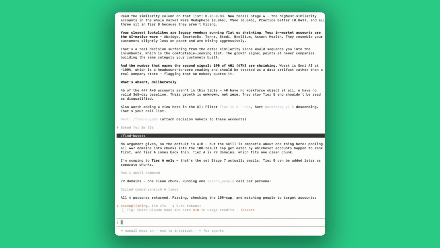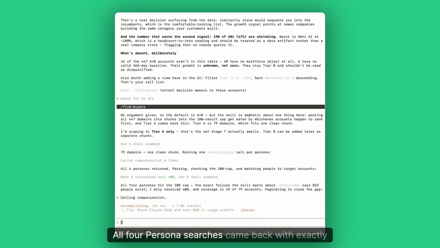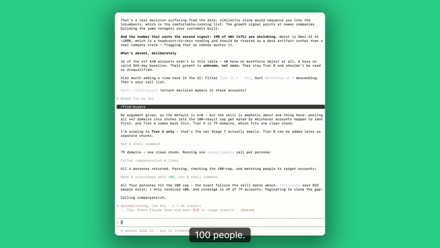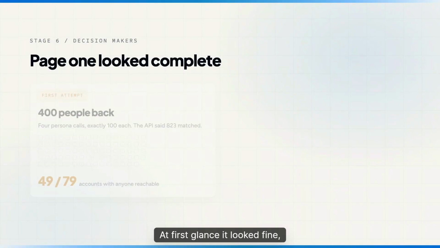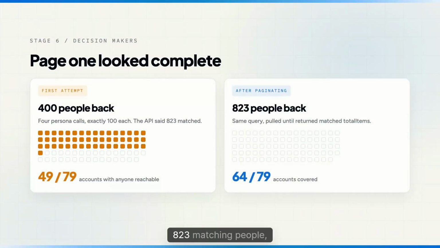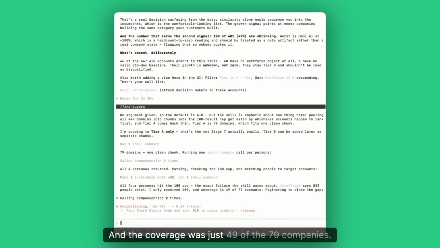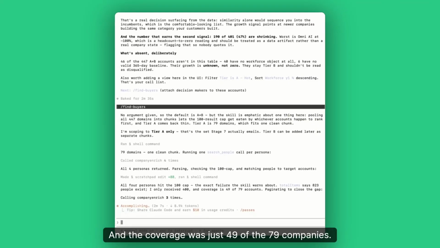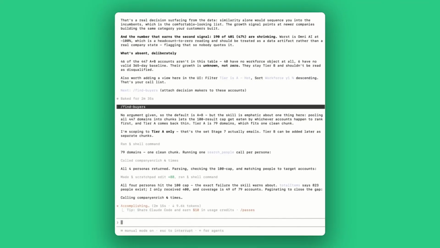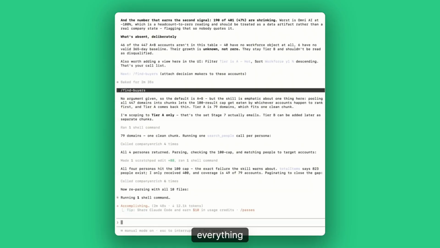And that's actually exactly what happened on my first attempt. All 4 persona searches came back with exactly 100 people. At first glance, it looked fine, but the API also told me there were actually 823 matching people, so I would only receive 400 and the coverage was just 49 of the 79 companies. Nothing failed, no warning. The only way to catch it is by comparing what you got with what was actually available. Once I paginated properly, everything changed.